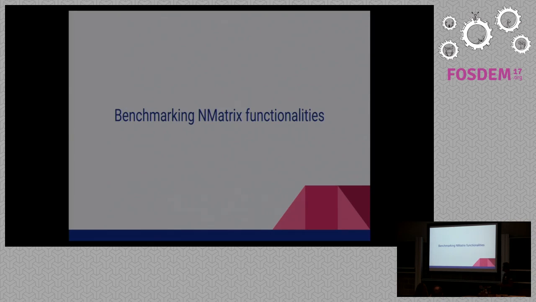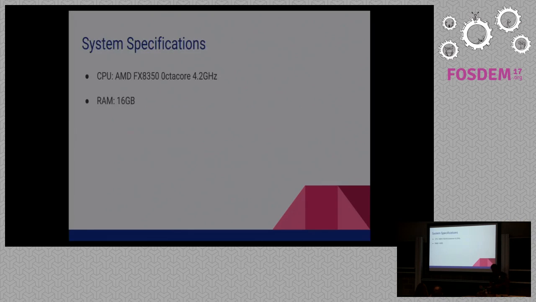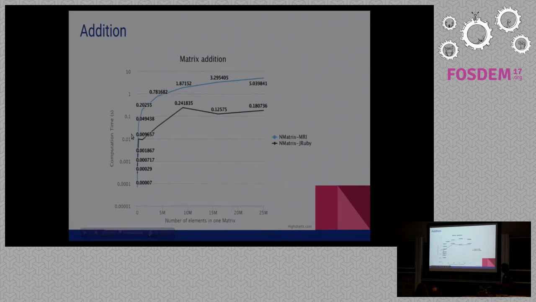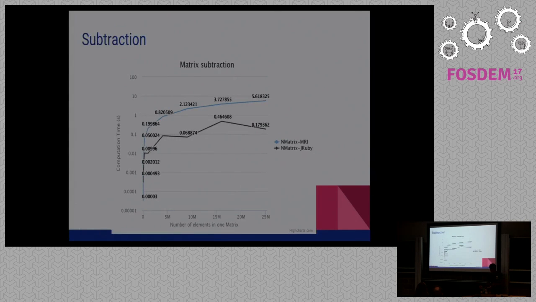Now we benchmark NMatrix functionalities. These are the system specifications: I had an octa-core CPU and 16 GB RAM. In this graph, you can see the number of elements in a matrix. For example, 5,000 by 5,000 means we have 25 million elements in a matrix. On the y-axis, you can see the computation time, so the lesser the computation time, the better the speed. This is a logarithmic scale. In this case, NMatrix JRuby is faster than NMatrix MRI. It is around 40 times faster.